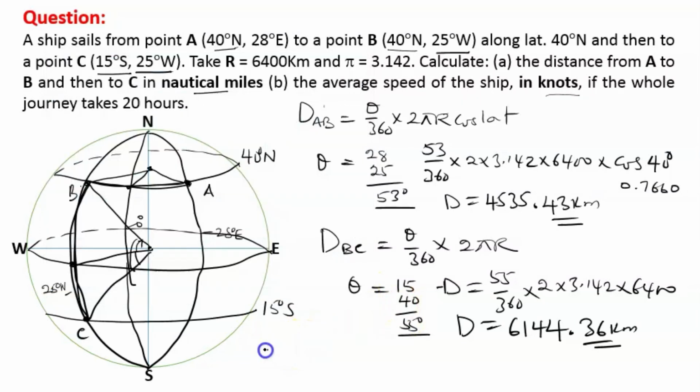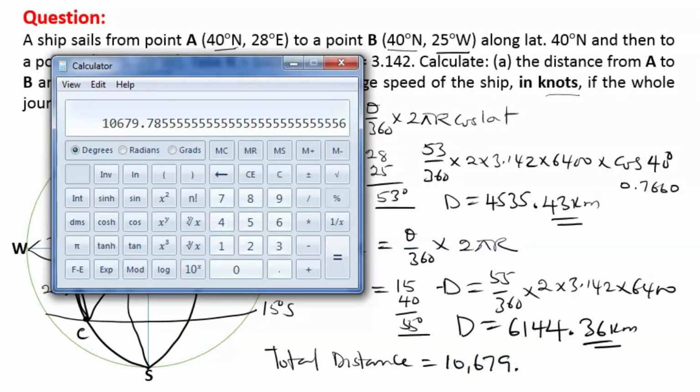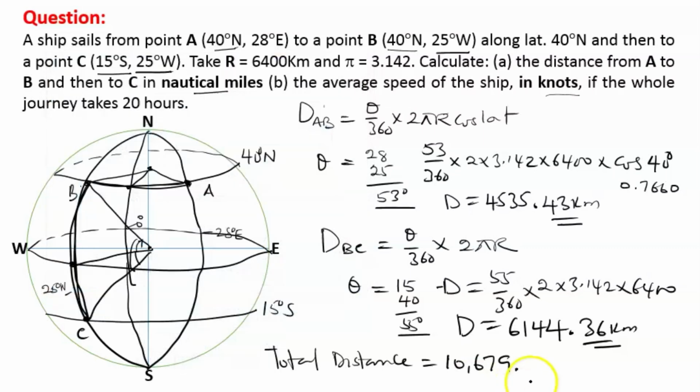So the total distance that we now have is 10,679. Let's accommodate a few decimals: 10,679.79. All right, so 79 kilometers. So this is what we have as our distance.